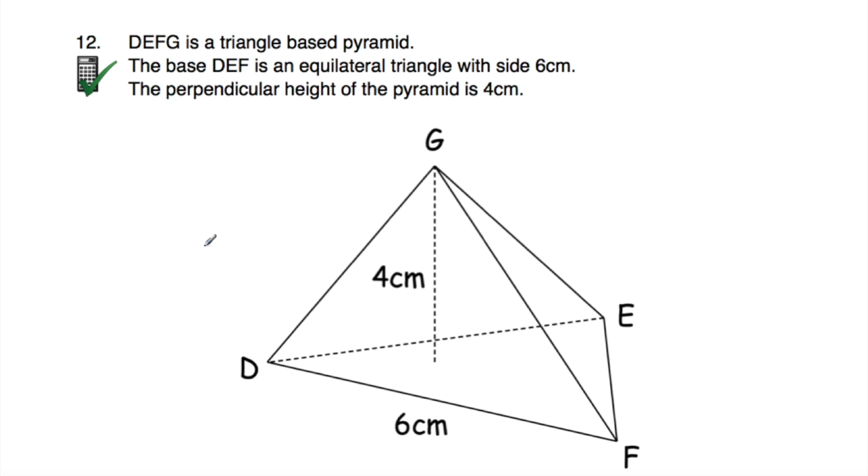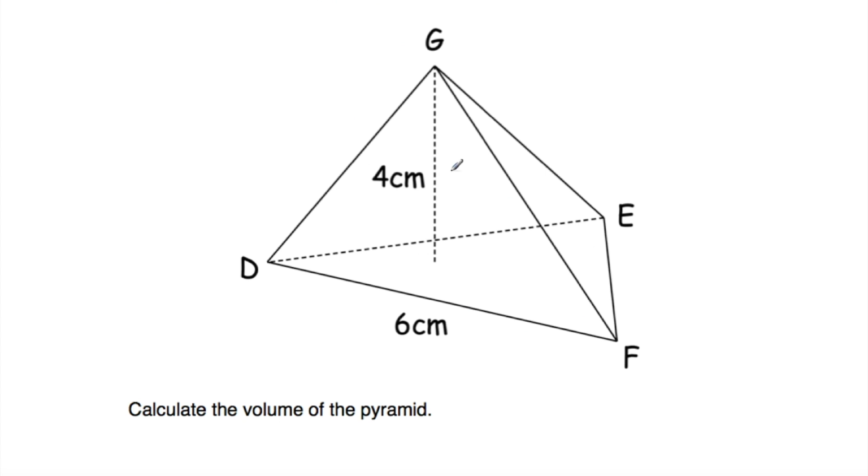Question number 12 says that DEFG is a triangular base pyramid, and the base DEF is an equilateral triangle with side length 6 centimeters. And the perpendicular height of the pyramid is 4 centimeters. We've been asked to calculate the volume of the pyramid.